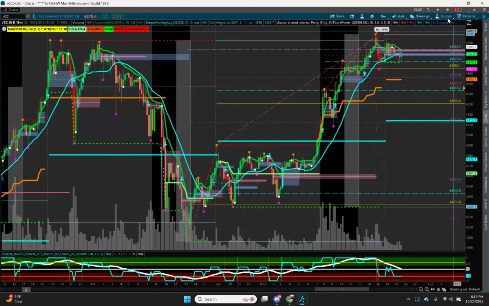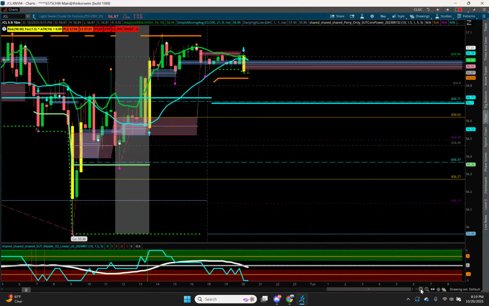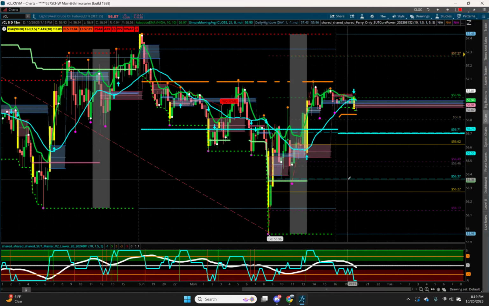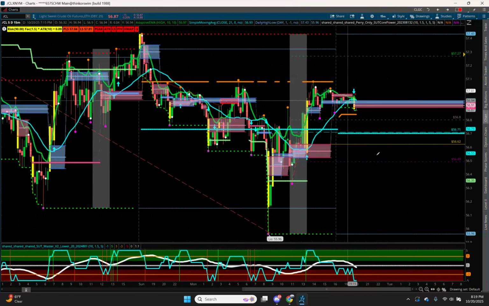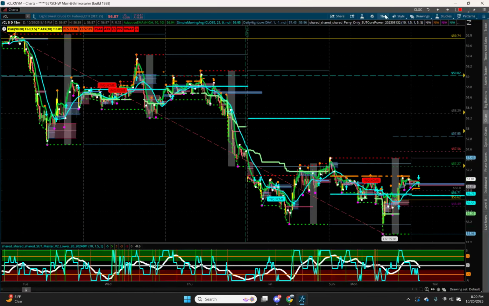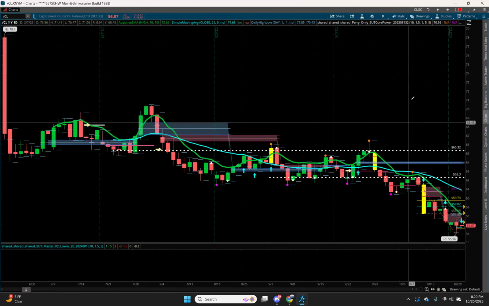So we're going to go to CL and we're going to look for, we are above the mid. Okay. We are above the mid in a higher time frame downtrend. I mean, just simply look at this chart.